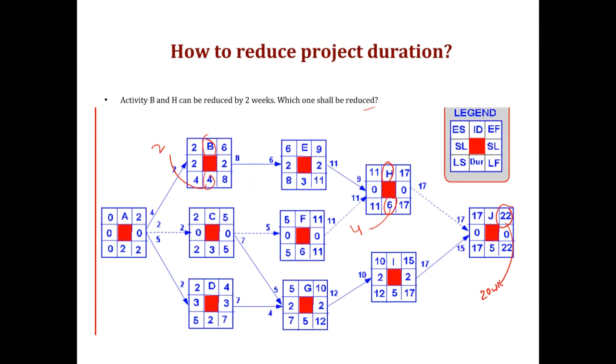Good. So it would be option H. So you can see firstly what is the critical path running through our project, and based on this you will identify.